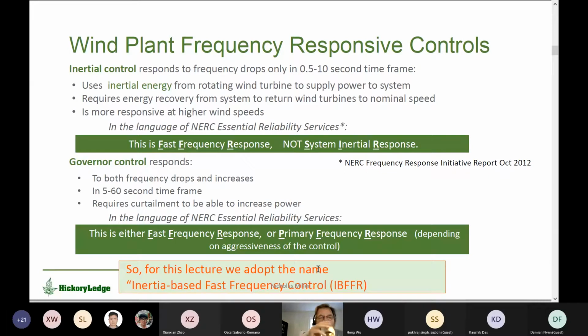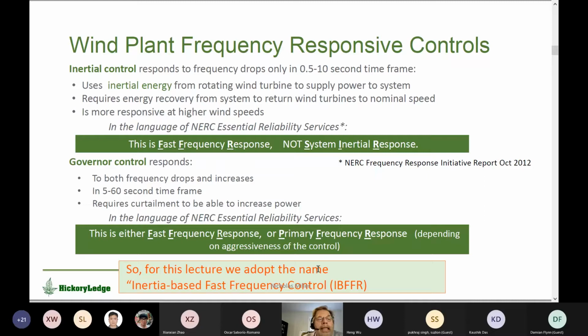And we are talking about using the inertial control, using controls on the wind turbine to respond to frequency. But it isn't system inertial response. It's not SIR in the language of emerging market constructs and operational constructs around the world.